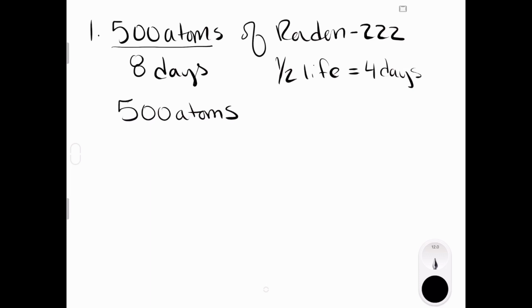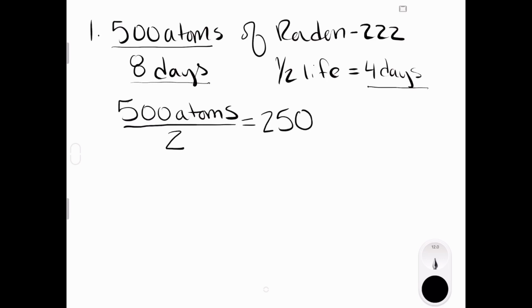And like I said, we have 8 days of decay. And the half-life of radon-222 is 4 days. So that means we need to go through 2 half-lives. So we'll take the 500 atoms and we'll divide by 2. So that'll be our first half-life. And 500 divided by 2 is 250.